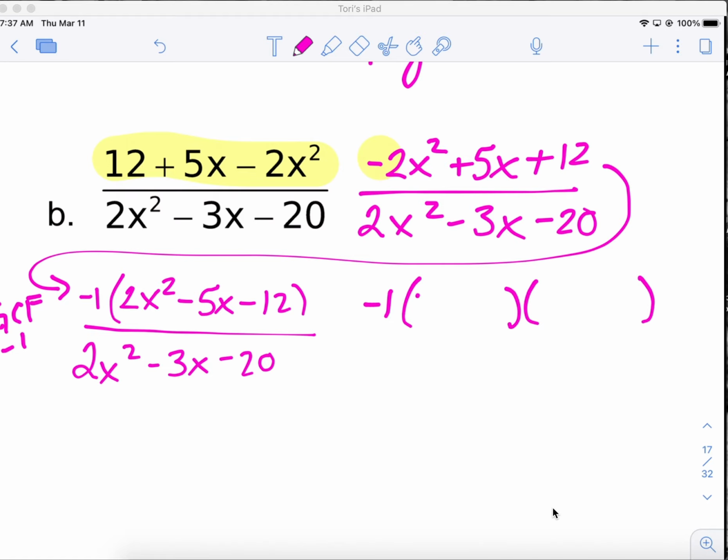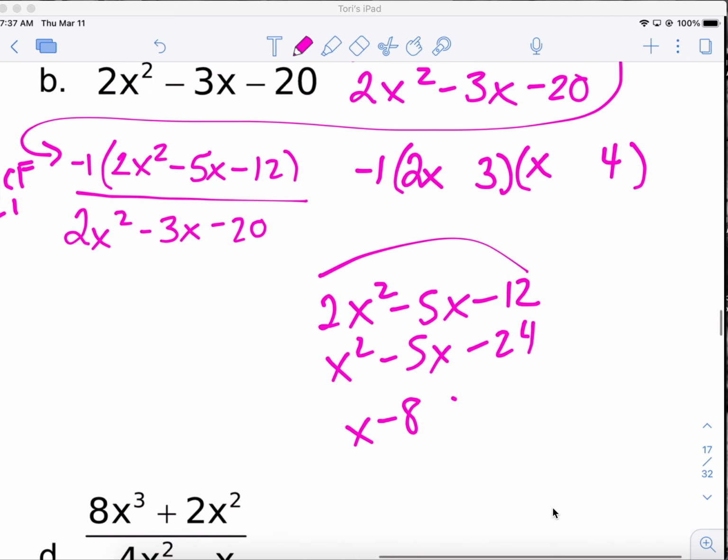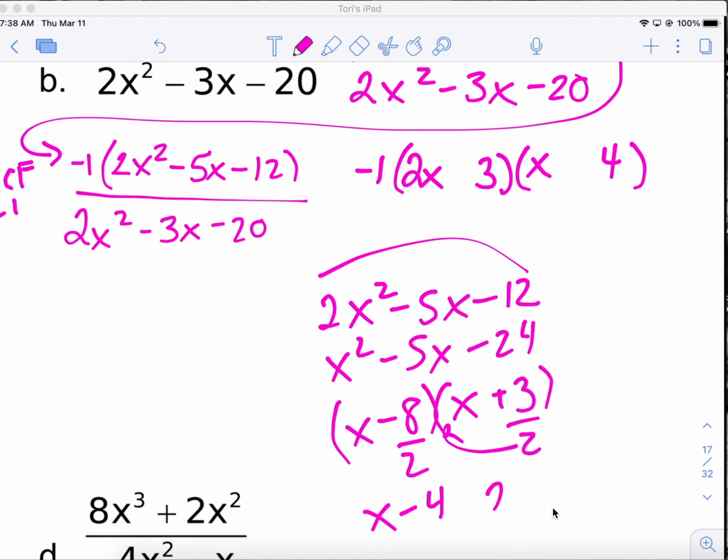All right, so I need the 2x and an x. I need the 8 to come from 2 times 4. I need the 3 to come from just a 3. And if I was going to do this all the way out, I just swing, x squared minus 5x minus 24, break it into x minus 8, x plus 3, pull back out that 2, so x minus 4, swing that 2 back out, 2x plus 3. Okay, so that's where I'm going with it.